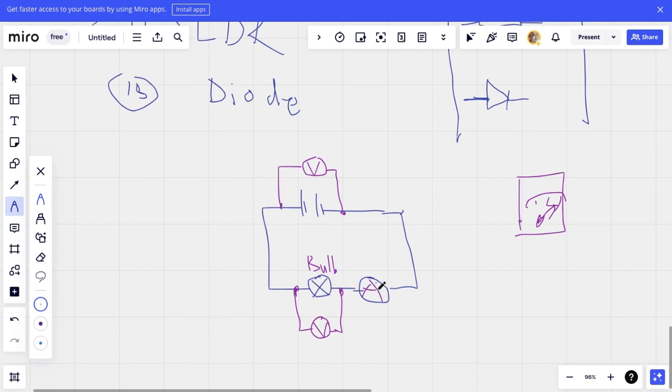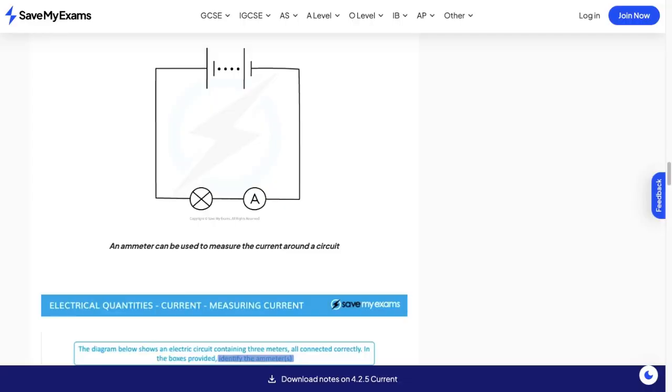But the ammeter, no. The ammeter measures current. We just make it in series with the bulb or with the device that you mentioned. Okay, I hope that is clear enough. Now let's move on.